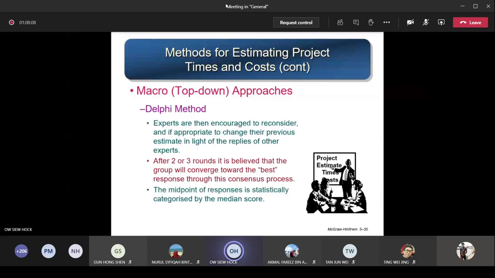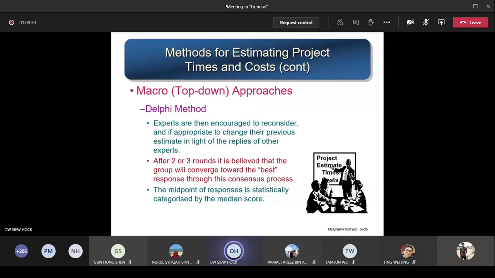After that, experts are encouraged to reconsider and, if appropriate, to change their previous estimate in light of the replies of other experts. So the coordinator compiles all the feedback from all these managers and sends it back to them again. These are the results: the estimation by manager A, manager B, manager C, and so on. I send it to you, but they do not know each other.